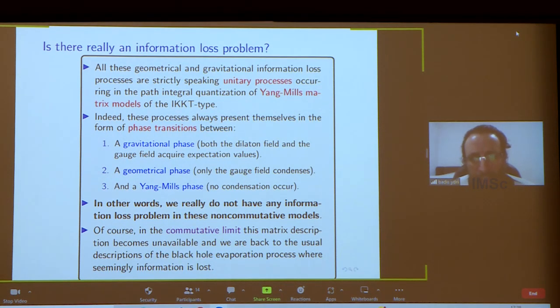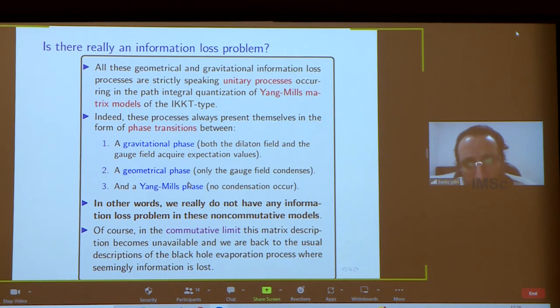So we have, in summary, the following phases: a gravitational phase, in which we have a dilaton field. The dilaton field acquires an expectation value, and the gauge field also acquires an expectation value. A geometrical phase, in which only the gauge field condenses and the dilaton field is zero. And a Yang-Mills phase, in which none of the fields condense. All of them have zero expectation value. These are the three phases that we have in this Yang-Mills matrix model, which I will write shortly. And they are, as I said, unitary processes.